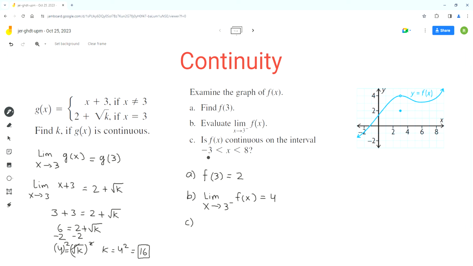Is f(x) continuous on the interval from -3 to 8? And the answer is no, because as we go along the curve from -3 to the right side towards 8, there is a hole on the curve or on the graph. Therefore, the graph is not continuous, or the function is not continuous. So the answer is no, and the reason is the hole on the graph makes it discontinuous on the interval -3 to 8.